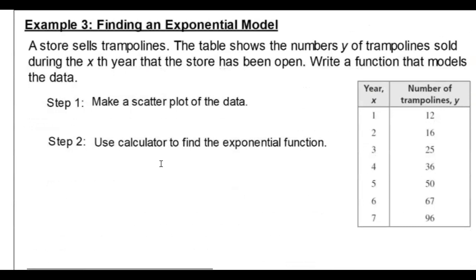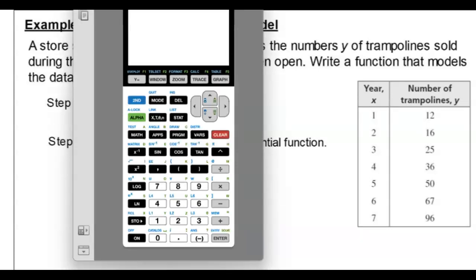Okay, so last but not least, we're finding an exponential model. And so this is telling us that y is the number of trampolines that were sold, x is the number of years that the store has been open, and it asks us to write a function that models the data. So the first thing I want you to do is take your graphing calculator, go to Stat, hit Enter on Edit, and type in x as L1 and y as L2. I'm going to pause the video and come back with that done.